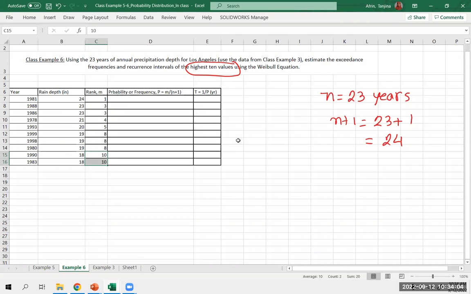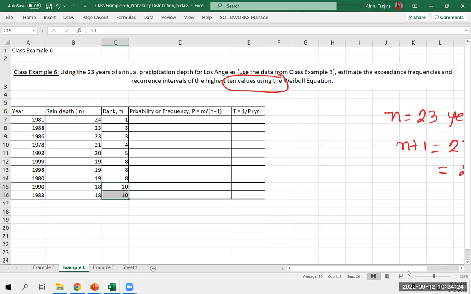So that was the hardest part for this class example, just to get the correct rank. Now you can work with the next two columns very easily. And M is 23 because they said that we are using 23 years of data set. I'm increasing the font so that N is 23. So what will be N plus 1? 24, and M is what? For the first one it is 1. For the second one it is 3, right?